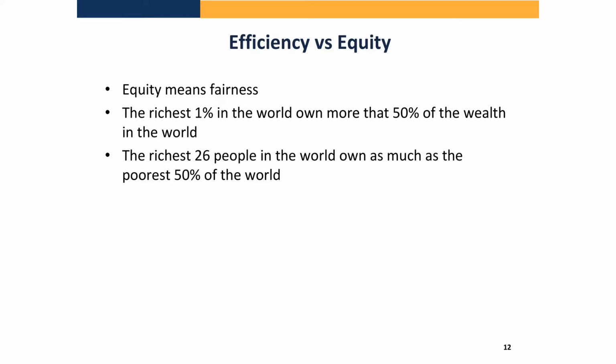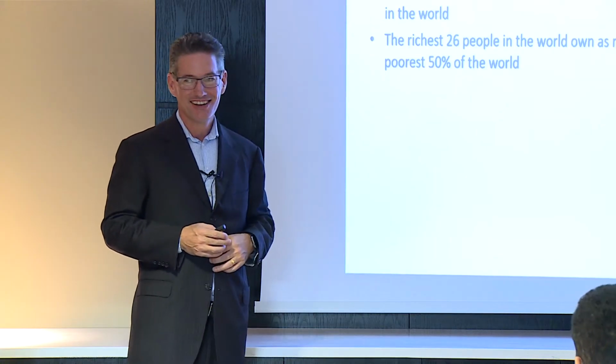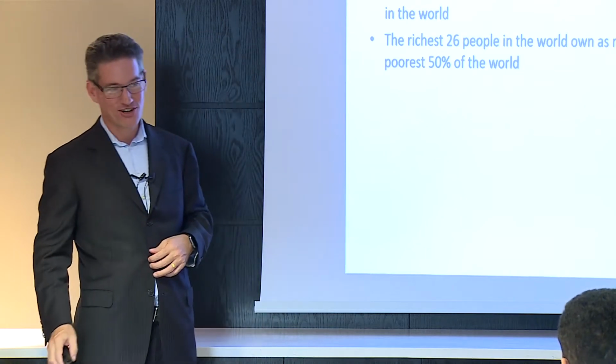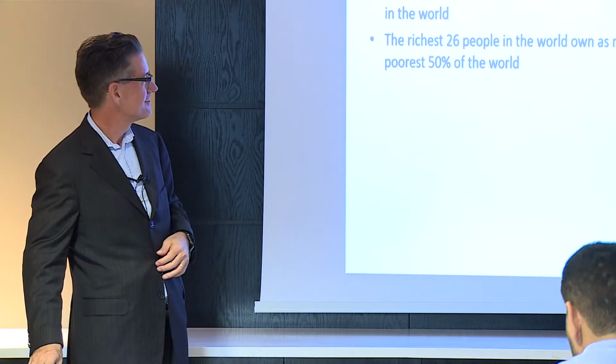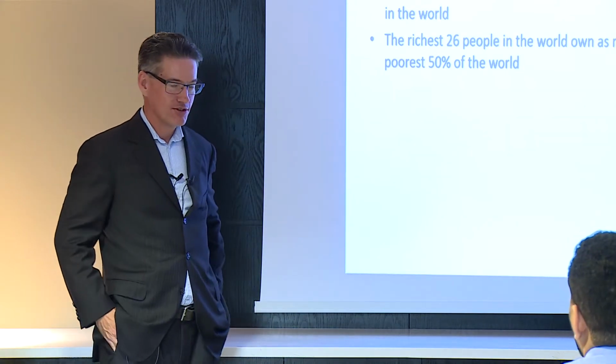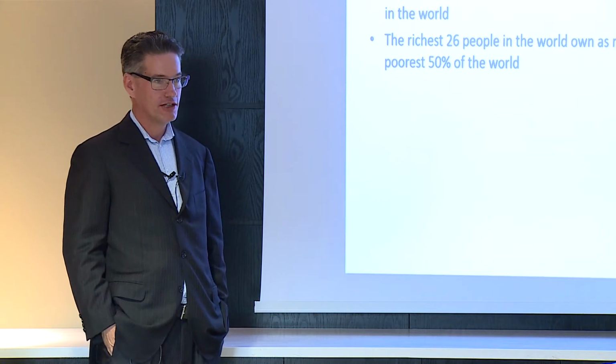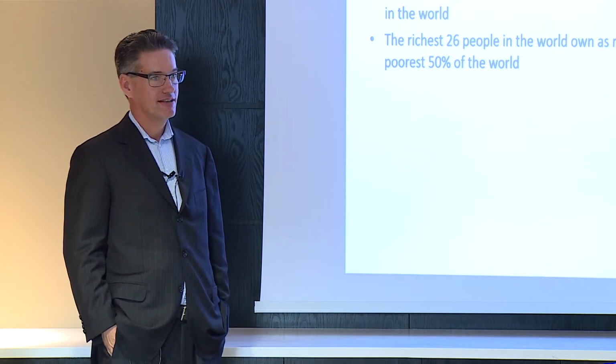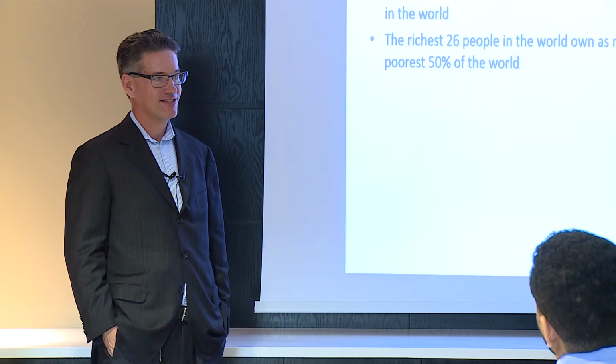Look at this: the richest 26 people in the world own as much as the poorest 50%. So you still think that's fair, you guys? I'm not saying there should be a revolution, but I don't know. What do you guys think about that? What would you guys do about that? What can we do about that? Do we need to do anything about this? What do you guys think?